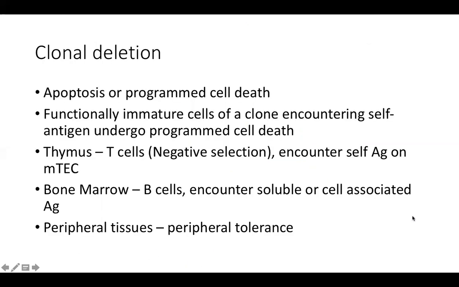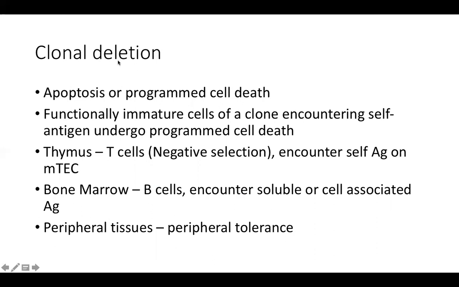So this is just a brief short note on clonal deletion. So what is clonal deletion? It is death by apoptosis, not killing in the sense. It is self-programmed cell death. It is apoptosis. Okay, it is killing of a particular clone, so a particular cell and its entire progeny that recognizes a self antigen. So functionally immature cells of a clone encountering the self antigens undergo programmed cell death.